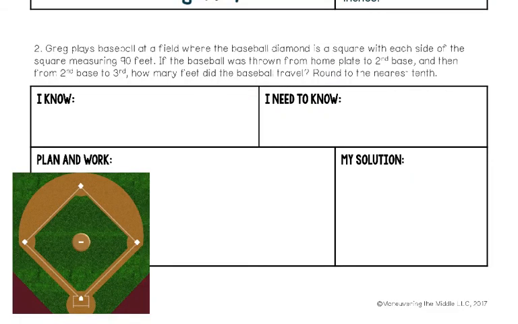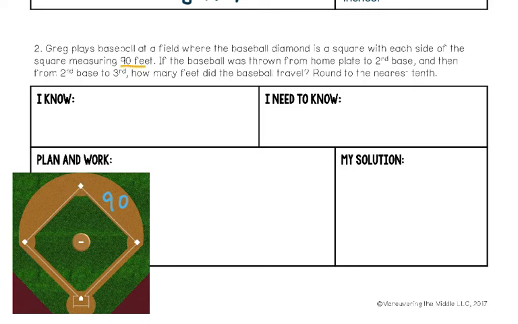Let's look at the second problem. It says Greg plays baseball at a field where the baseball diamond is a square with each side of the square measuring 90 feet. So I provided this baseball diamond for you. Each side is going to be 90 feet. And let's just go over what the bases are: home, first, second, and third.